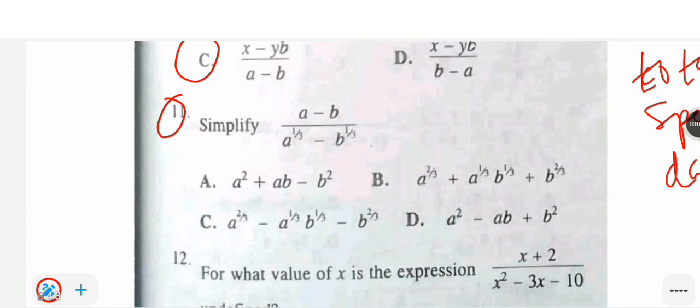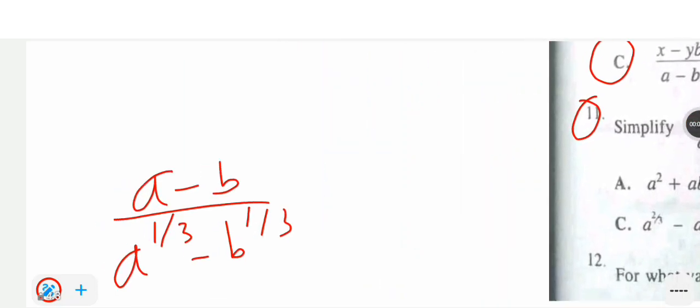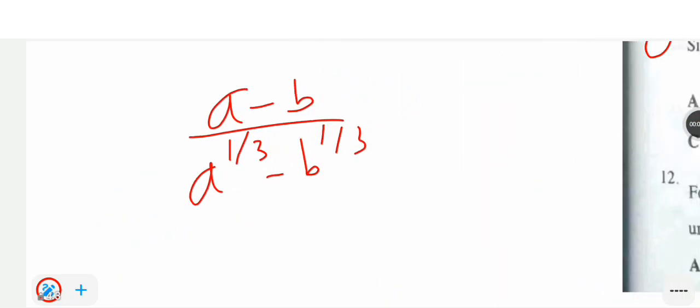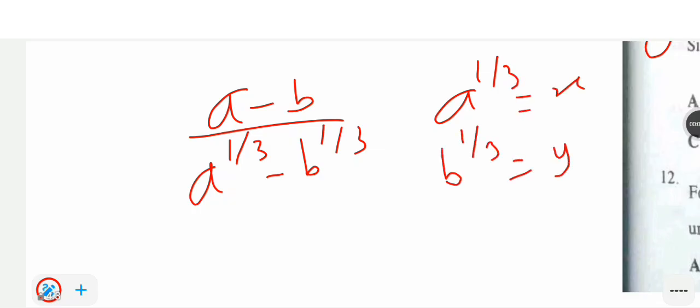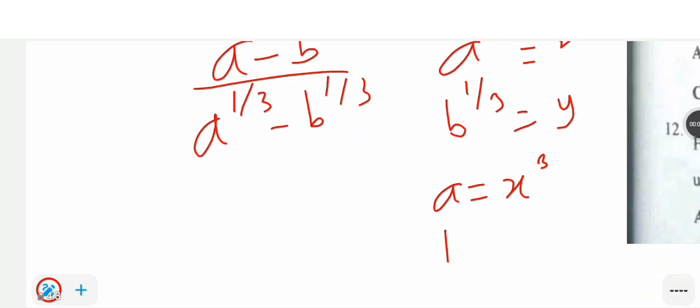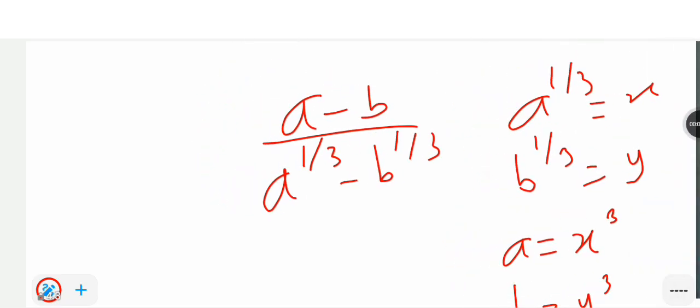By 11, we have to simplify A minus B divided by A cube minus B cube. To solve this question, you're going to make a little substitution. Just represent these two by X and Y. Let A to the power 1 over 3 equal X, and B to the power 1 over 3 equal Y. So what will A itself be? A will be X to the power 3, and B will be Y to the power 3. These are the substitutions you're going to make.